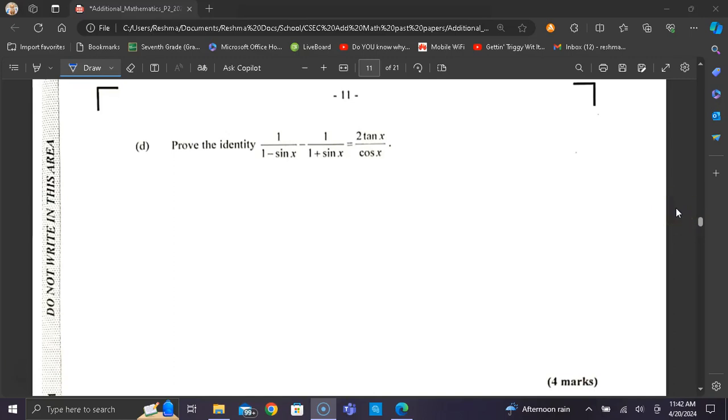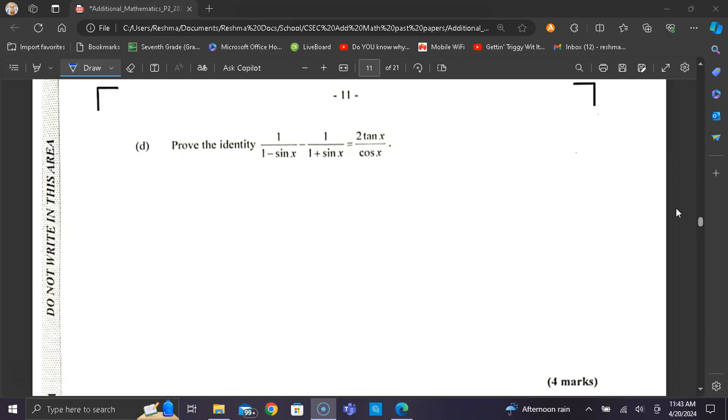Hi guys, so let's finish up question 3, part D of the June 2023 CSEC Add Math Paper 2. So for 4 marks, we have to prove the identity 1 over 1 minus sin x minus 1 over 1 plus sin x is equal to 2 tan x over cos x.